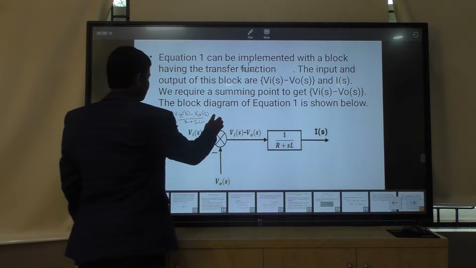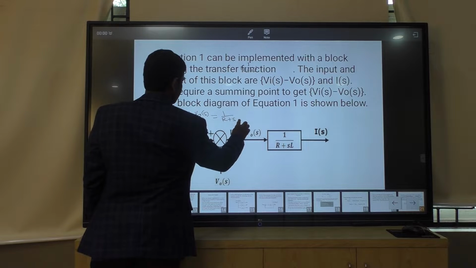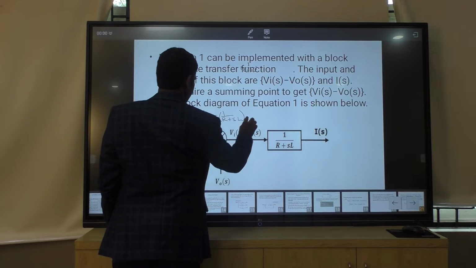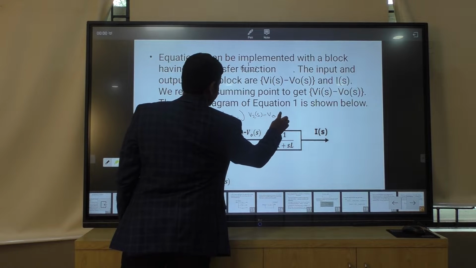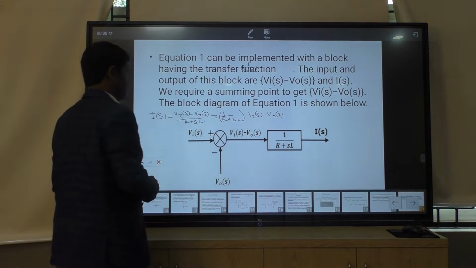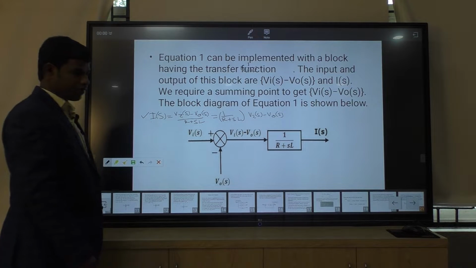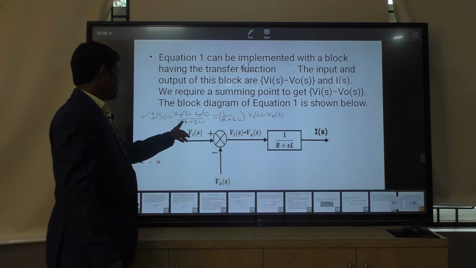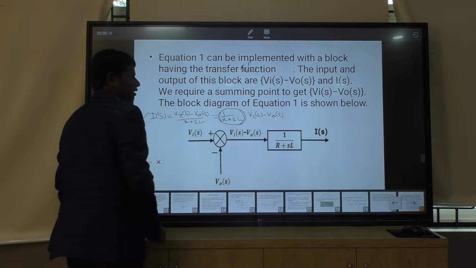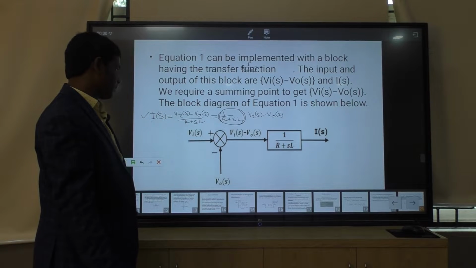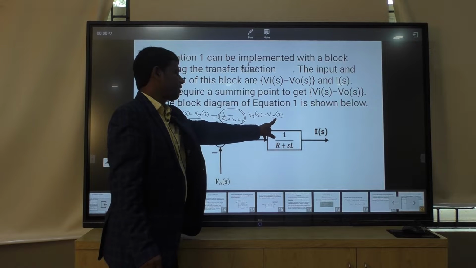You see, that can be written as 1 by R plus SL into VIS minus V naught S. This was equation 1, the Is equation. So 1 by R plus SL represents a pure transfer function value. And this is the input signal VIS, and this is another signal V naught S.